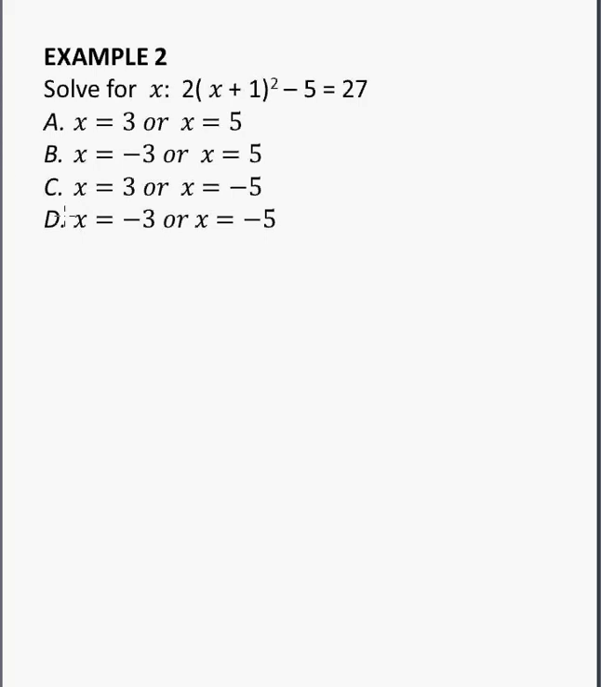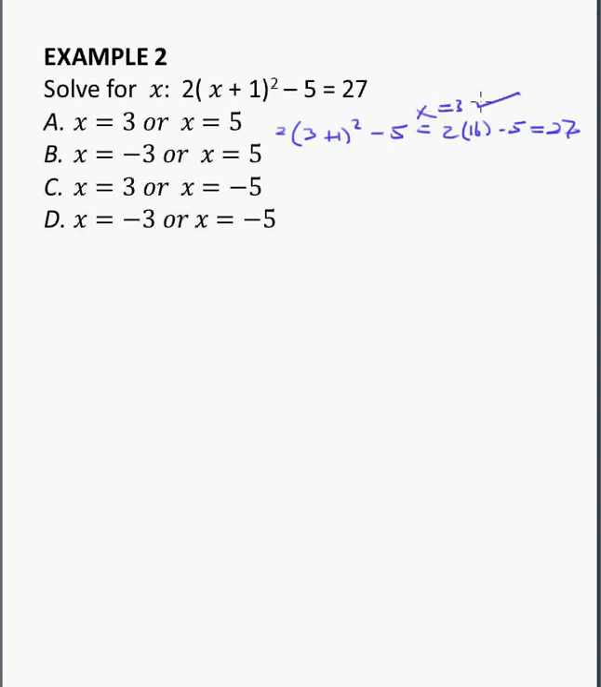So let's start with the first one. Suppose I come back and I say, well, let's look at A. When x is equal to 3, then we have 2 times (3 plus 1) squared minus 5 is equal to, if it is equal to 27, that means x equal to 3 is fine. So this is the same thing as what? 2 times 4 squared, which is 16, minus 5, which is equal to 32 minus 5 is 27. So x is equal to 3.